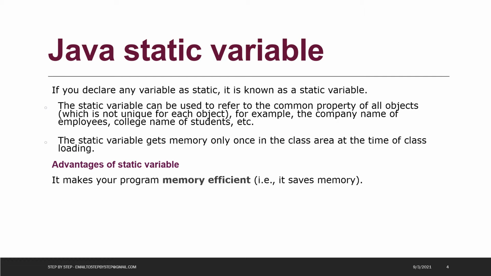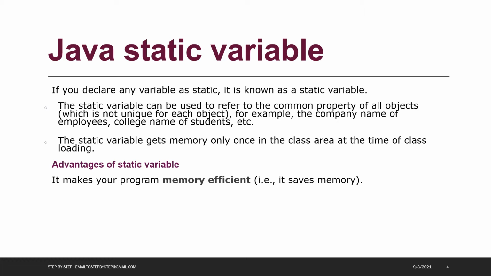So what is a Java static variable? If you declare any variable as static, it is known as a static variable. The static variable can be used to refer to a common property of all objects, which is not unique for each object. For example, the company name of employees, college name of students, etc. So basically we need to understand when to use a static variable. A static variable gets memory only once in the class area at the time of class loading.